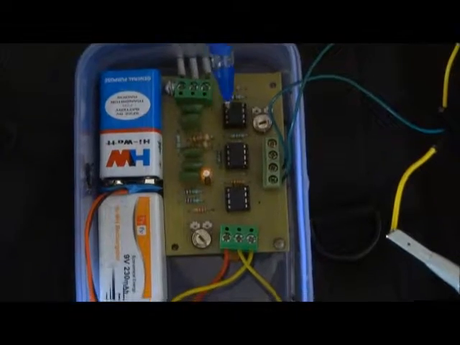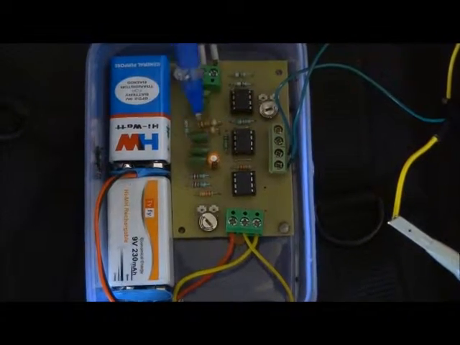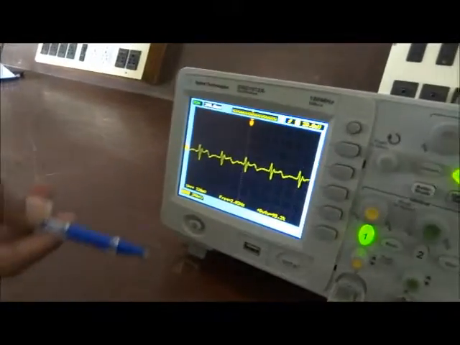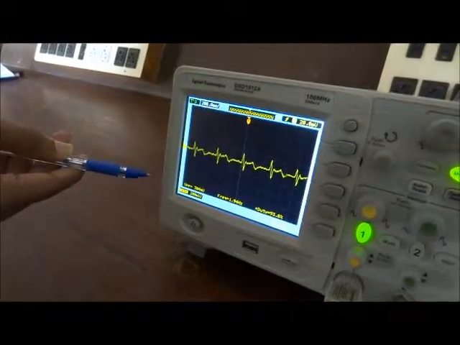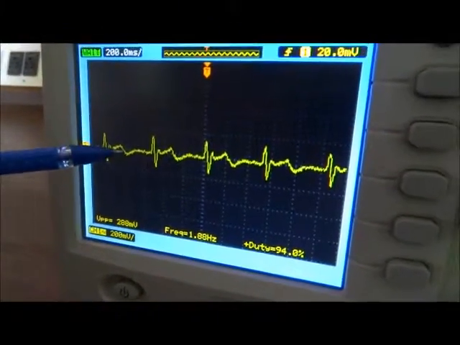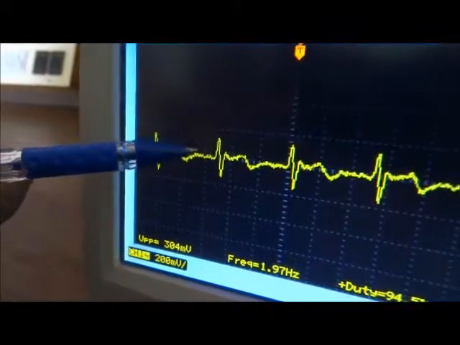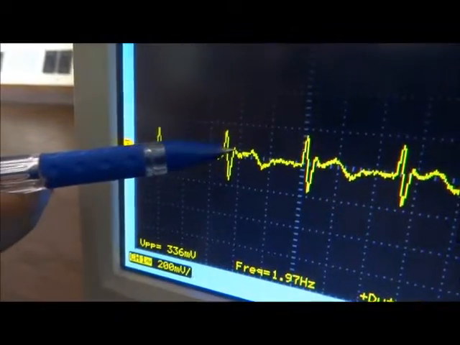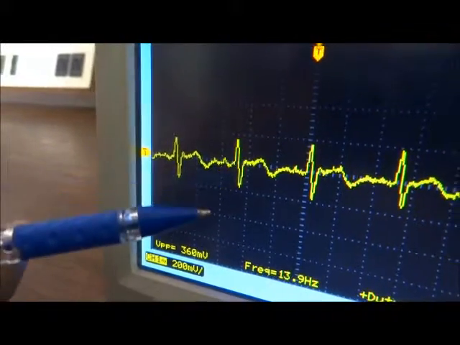Now we shall move on to the working of the circuit. We are going to observe the ECG waveform on the DSO. A person has been wired up for the setup. Now you can see the ECG waveform on the DSO. It is observed to be a very clean one, devoid of any noise. Zooming in on the DSO, you can clearly observe the P, Q, R, S and T portions of the wave.